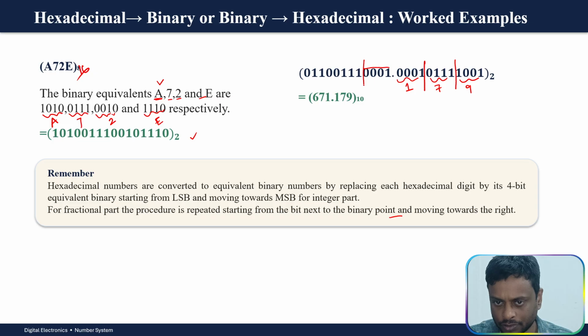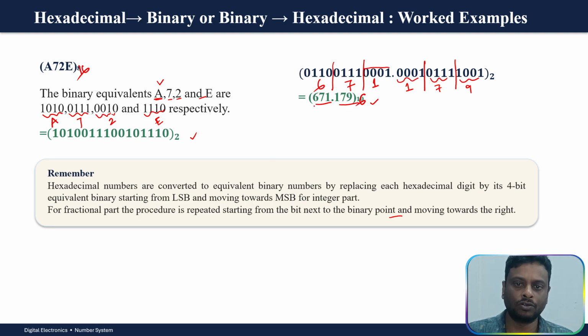And in this case, we take from the LSB side. This is your 4, you can take this 4. Okay, and this is the 4. So this is 1, this is 7, this is 6, so this is 671.178. Okay, this is how you can convert, this is base 16. So this is how you can convert from hexadecimal to binary and binary to hexadecimal.